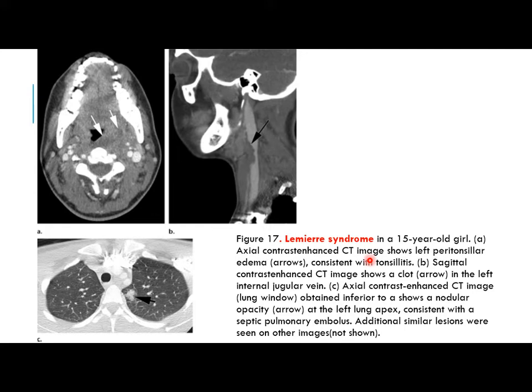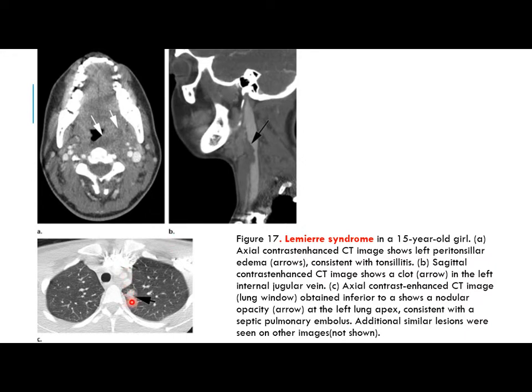Sometimes the internal jugular vein thrombosis, when it's associated with other findings, for example, as we say, a peritonsillar abscess or pharyngeal abscess, may lead to a syndrome. When we have a peritonsillar abscess or a pharyngeal abscess and it extends to the veins, it may lead to thrombosis of the veins. And this venous thrombosis may extend downwards. Sometimes it may lead to pulmonary thrombosis of the apical segments of the lung, in which case we call it Lemierre syndrome.